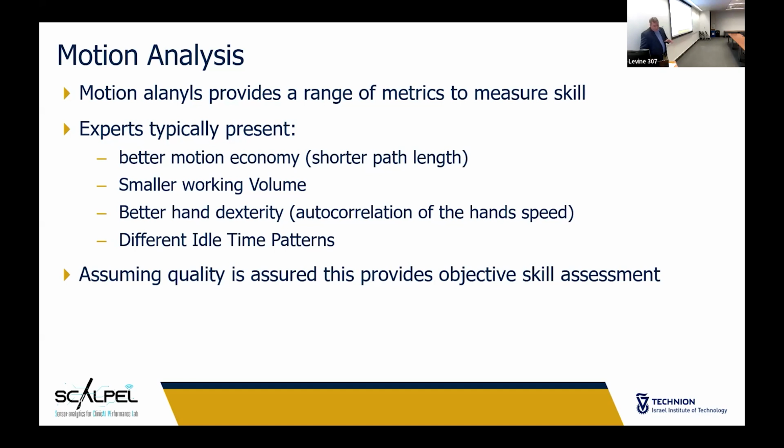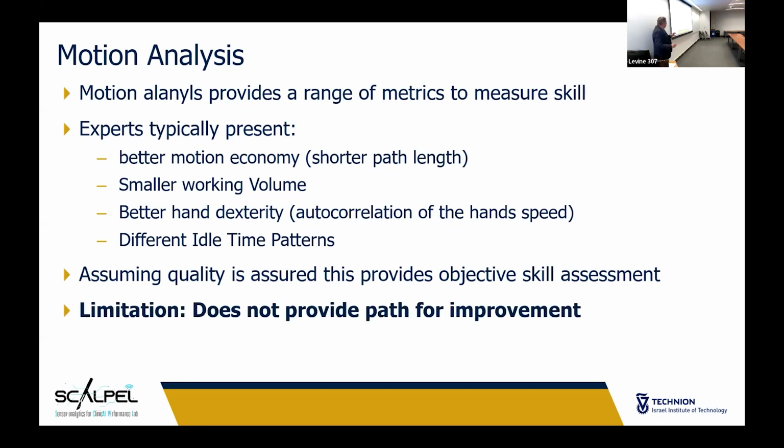However, there's one issue with motion metrics. They don't really provide a path for improvement. You tell the student, you're moving too slow. What am I supposed to do with that information? I can't just move faster unless I practice. So the goal of a lot of our work is to focus on more specific skills and on more specific feedback that will be more informative.